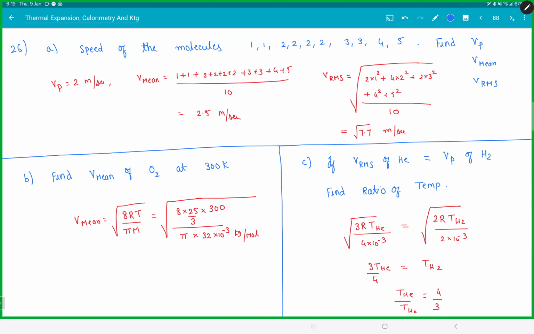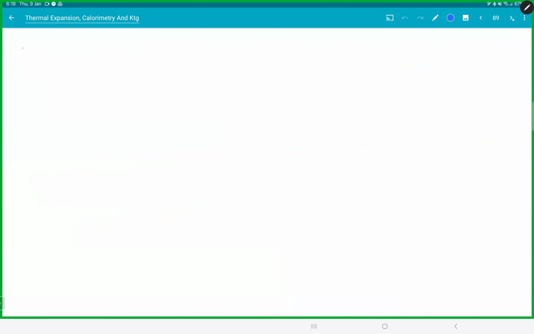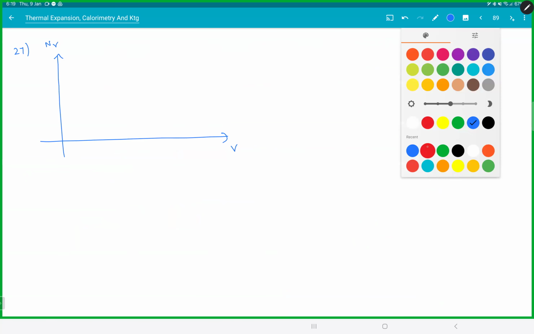Then next one. Let me show you a little better one. This would be an advanced question. So this is your N(v) versus v. It's a hypothetical graph.